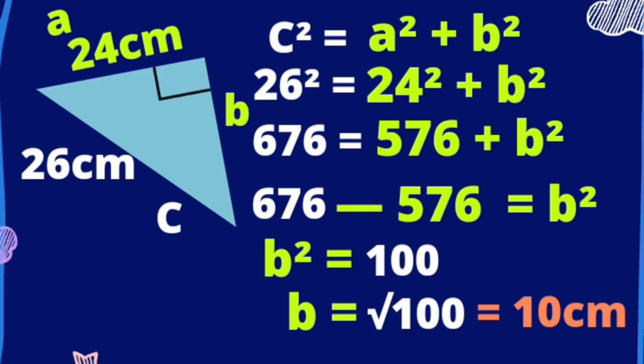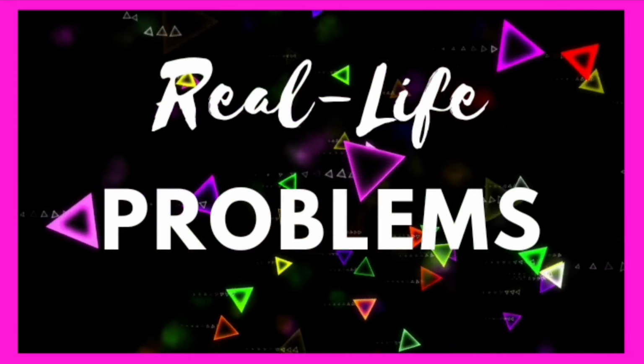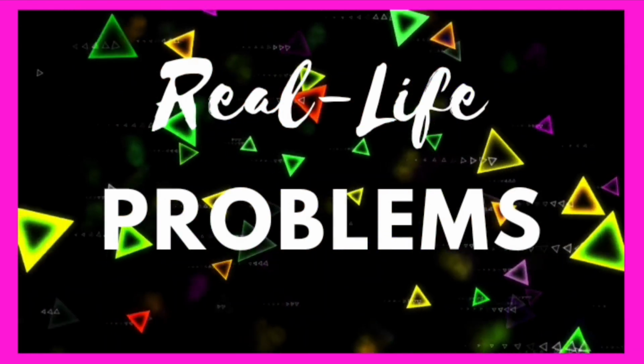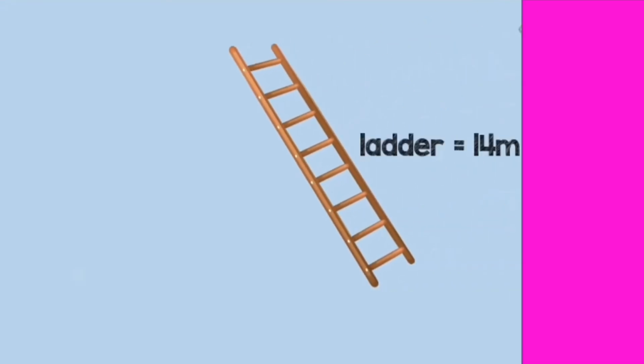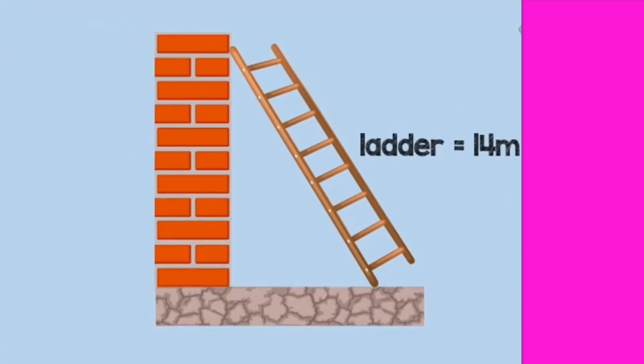Hope you understand this. You can pause this video and try to solve this problem on your own again. Now, let's see how Pythagoras' theorem applies to real-life situations. Consider a ladder of 14 meters placed on the ground, leaning against a vertical wall of height 13 meters. Find the distance of the wall to the ladder on the ground.